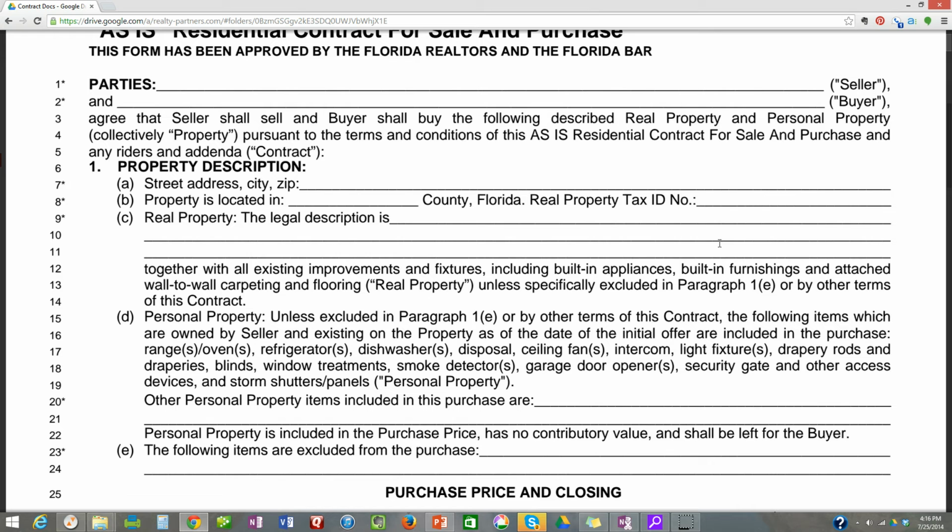The seller is under no obligation to repair that roof, and the buyer, after they do their inspection, finds out that there's a huge roof leak, can just decide to terminate the contract in accordance with the terms of the contract. The buyer can cancel and walk away.